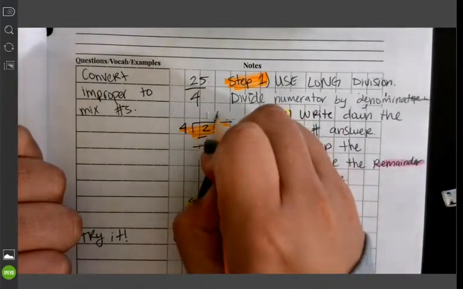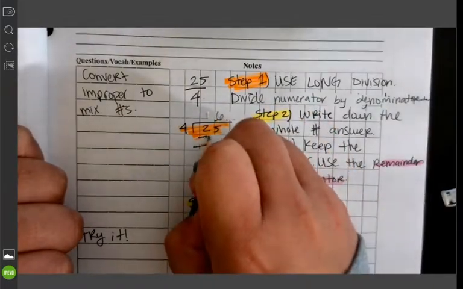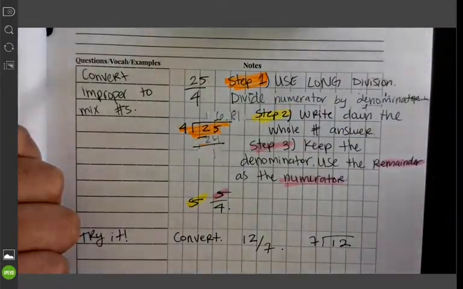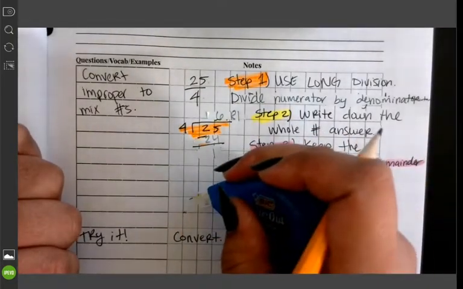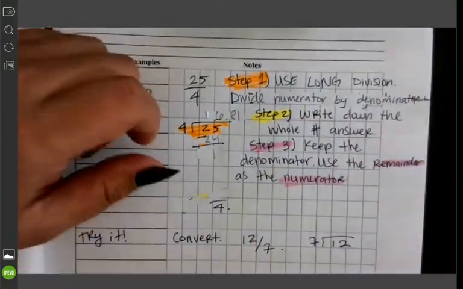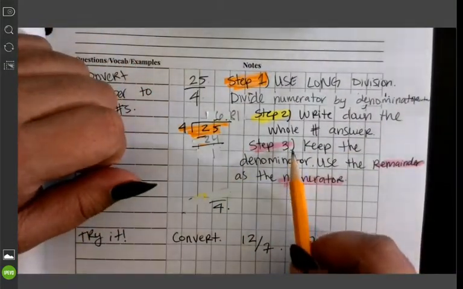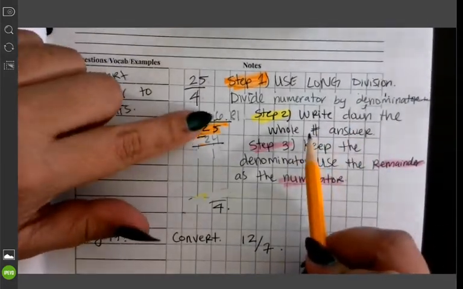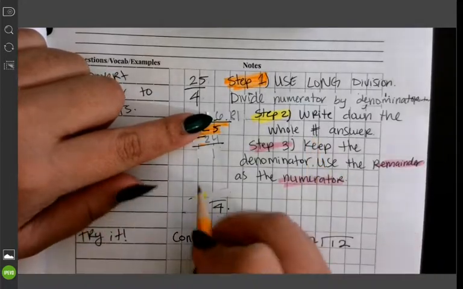So 6, 24, 1. So you have a remainder of 1. And then this. So now, you write down the whole number answer. So 6 is our whole number answer. So I'm going to put a 6 on the side.